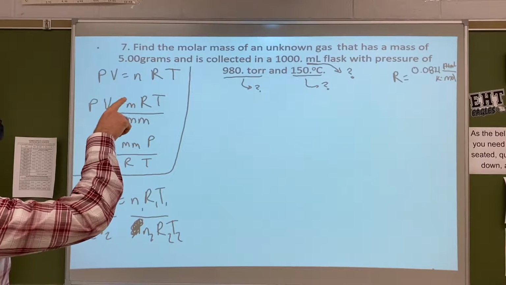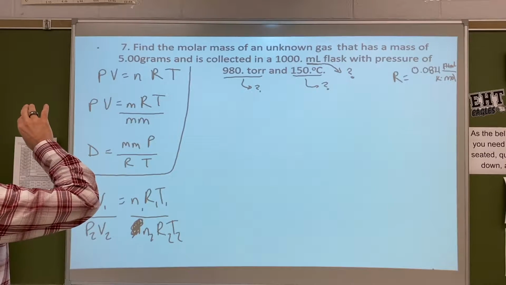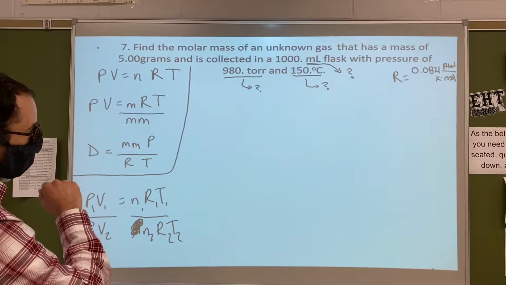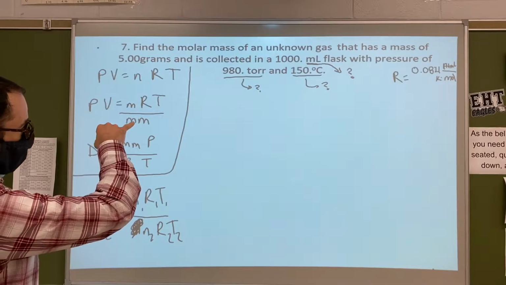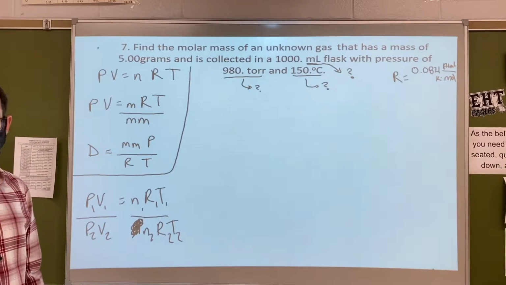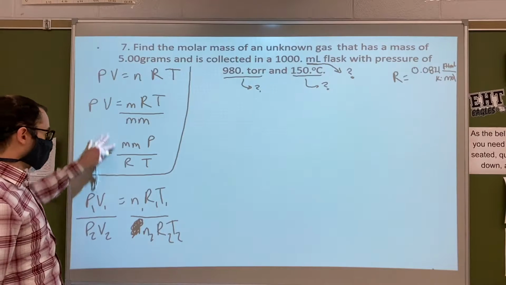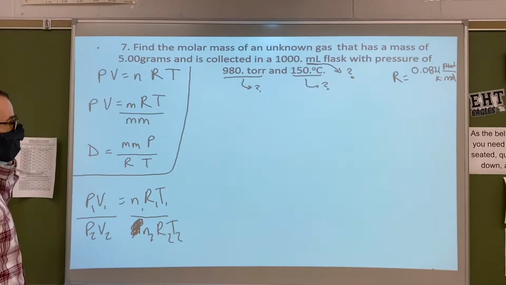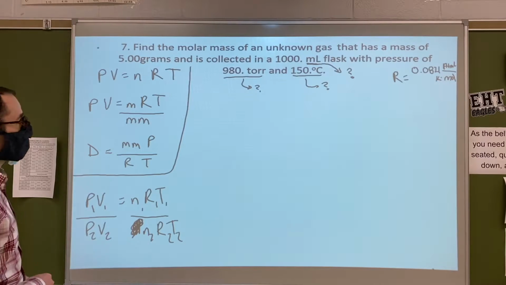Find the molar mass of an unknown gas that has a mass of 5 grams, is collected in a 1,000 milliliter flask, pressure of 980 torr, and the temperature in Celsius. Now, the first thing that I did was I just wrote down all the equations. If you have the equations or you memorize the equations, that's awesome. Just think about which one you're going to use with this problem.